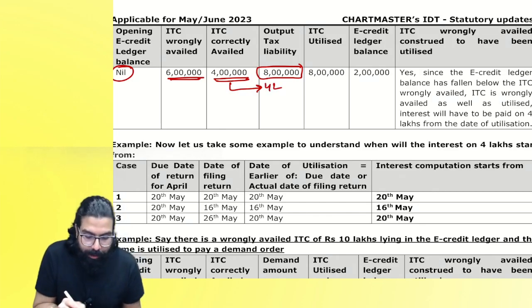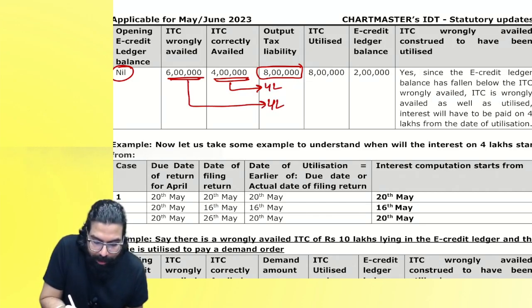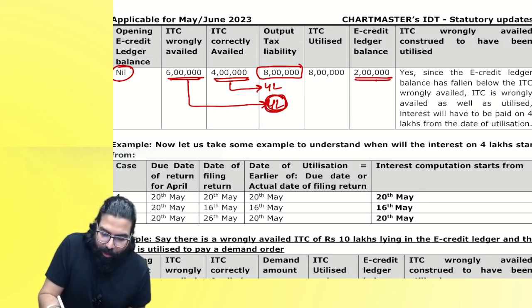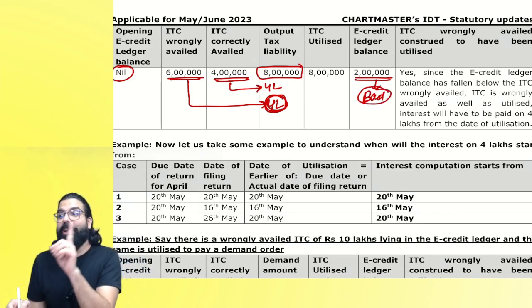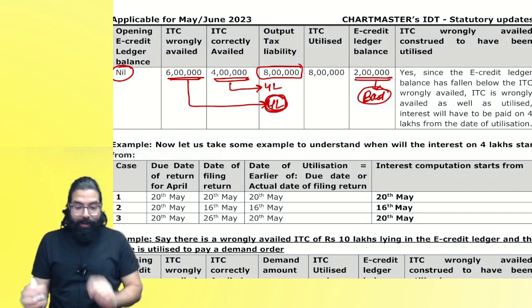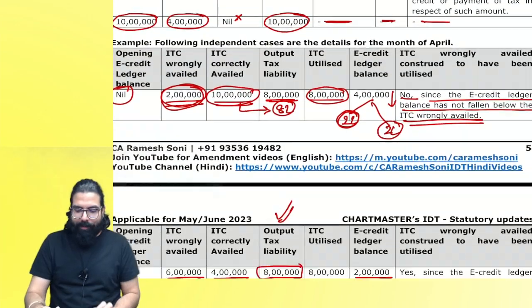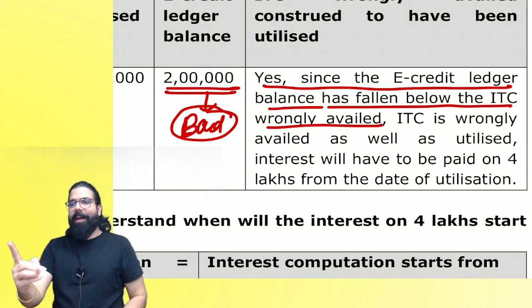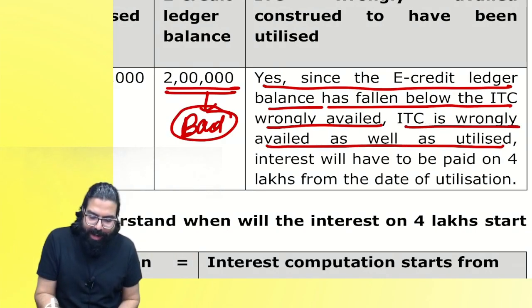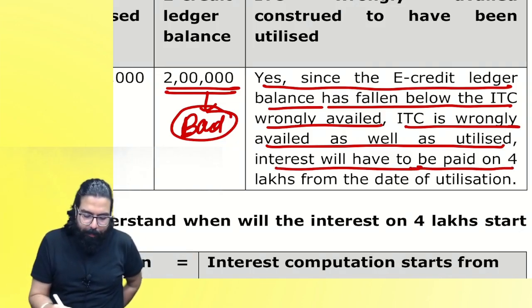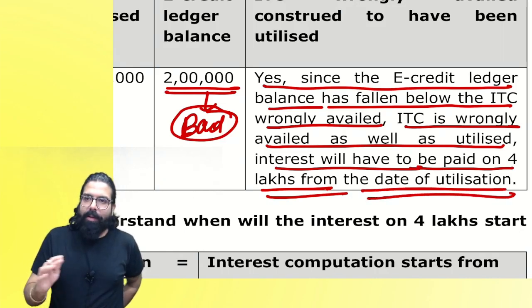4 lakh from here. Remaining from here, how much? It means you utilized 4 lakh. Balance is how much? This is good ITC, and this is the bad boy ITC. Now tell me one thing. Did you utilize the bad ITC? When you filed your return, you used it. Yes or no, everyone? The e-credit ledger balance has fallen below the ITC wrongly availed. ITC is wrongly availed and utilized. Interest will come on 6 or 4? 4. Interest has to be paid on 4 lakh from the date of utilization.